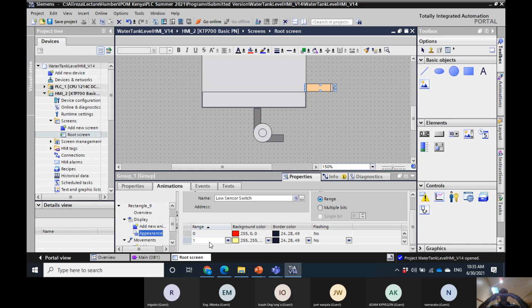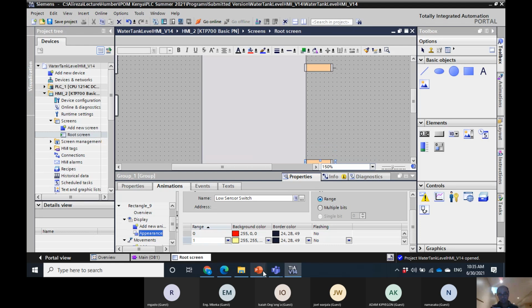If the level of the water is less than low, it's a kind of warning. We should send a warning to the operator that the level is lower than low. So I use red color for this one. If the level is lower than low, the color of this rectangle becomes red. Otherwise, it is yellow.